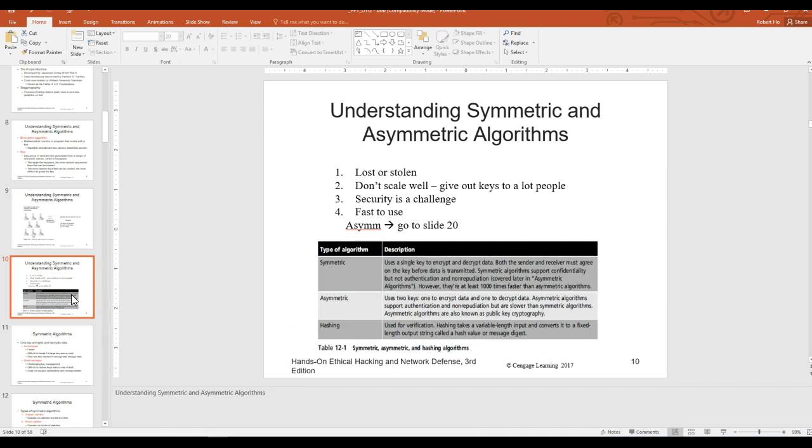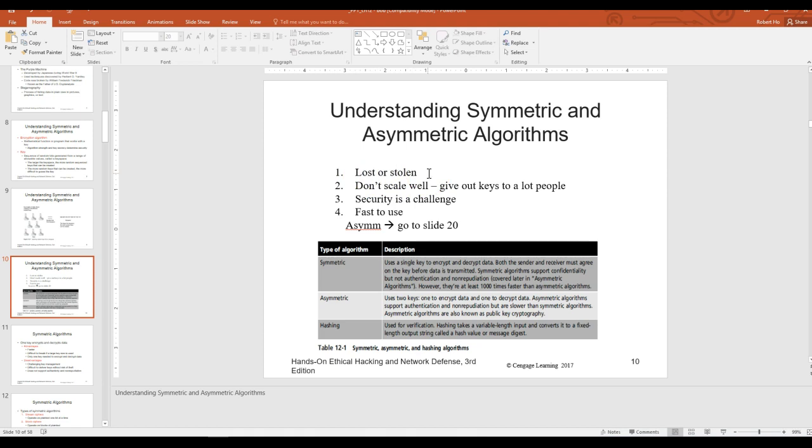What is a symmetric key? A symmetric key is a single key used to encrypt and decrypt the data. It uses a single key instead of 2 keys, which is asymmetric. Both the sender and receiver must agree on the key before the data is transmitted. Symmetric algorithms only support confidentiality, but not authentication and non-repudiation. However, symmetric keys are much faster than asymmetric keys because there is only one key.